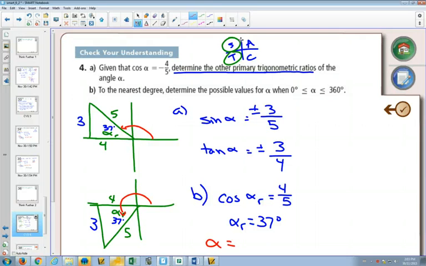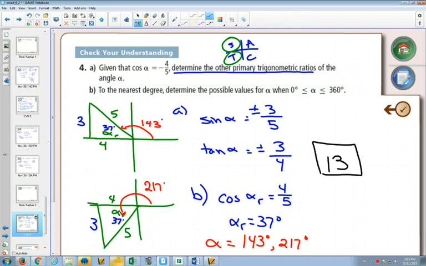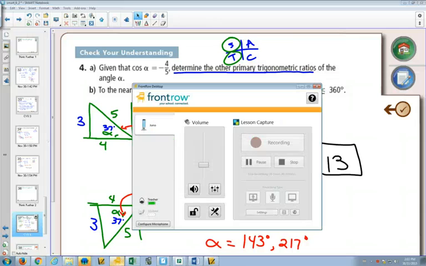This one's going to be 180 minus 37, 143. And this one, 180 plus 37, 217 degrees. So the question you can do for practice here is number 13.